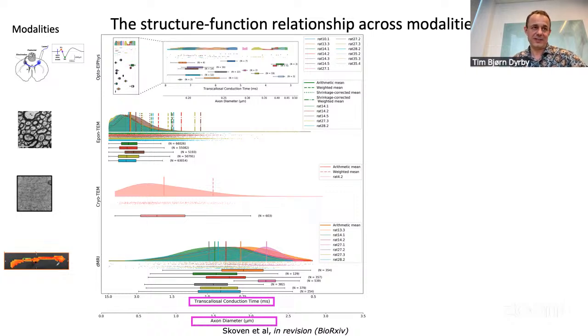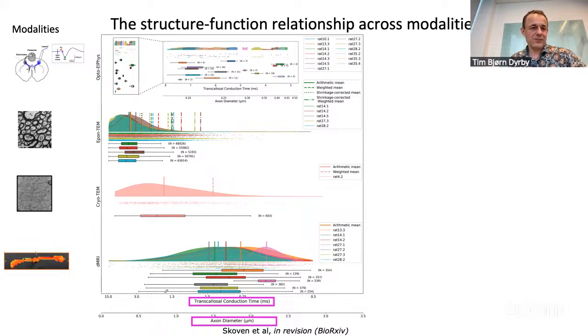axon diameter estimates. Now we can put this in one structure-function relationship protocol because we know there is a linear relationship between conduction velocity and axon diameters. And these are the two axes. So we have the conduction time, or the latencies here, which go from 15 milliseconds down to half. And that agrees with the axon diameter. The bigger axons have the lower conduction velocity, and the smaller axons the faster conduction velocities.